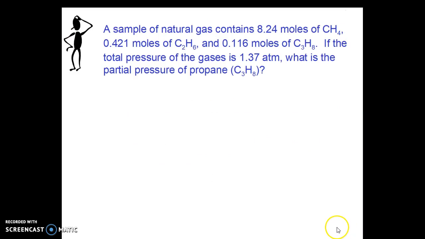So if we look at this problem, go ahead and write that down and solve it. Turn the video off and then come back and look at the solution.